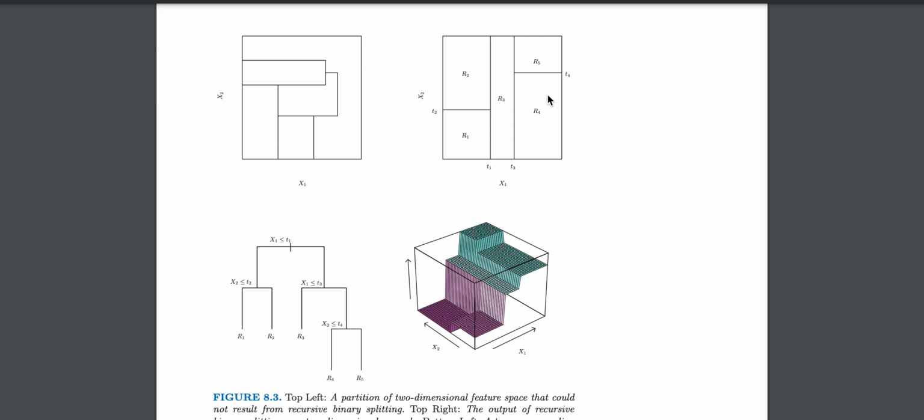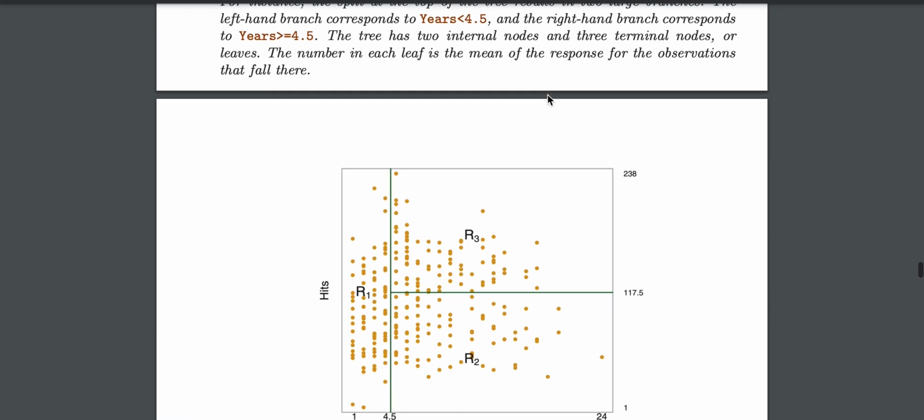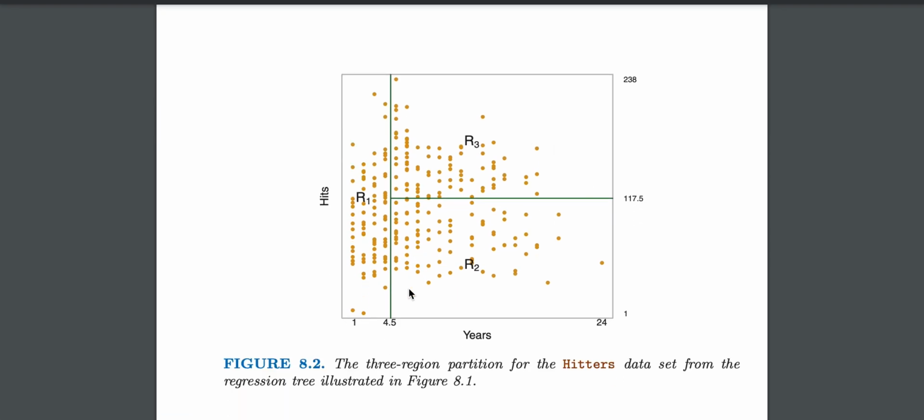And then once we have these regions, we predict the response for a given test observation using the mean of the training observations in the region. So if somebody comes up with a new player that has more than 4 years experience and less than 117 hits, then we fall into this region, and the prediction will be the mean response of all the points that are in this region.